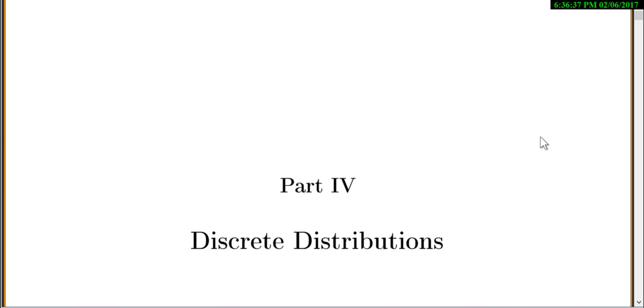So this part, we're going to talk about discrete distributions. There are quite a few discrete distributions that are common enough that they have names and formulas. Okay? And everything that we learned how to do before still applies. We just use it so much that they came up with the formulas for it to make it simpler.